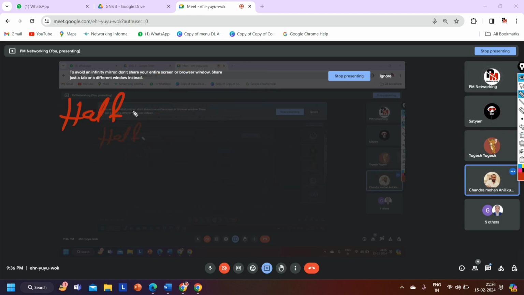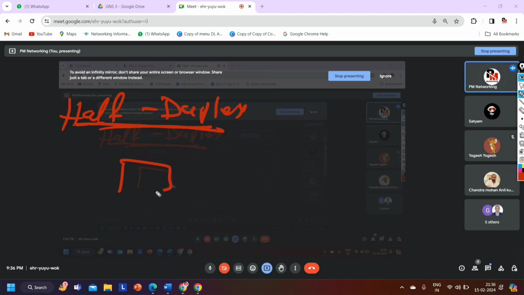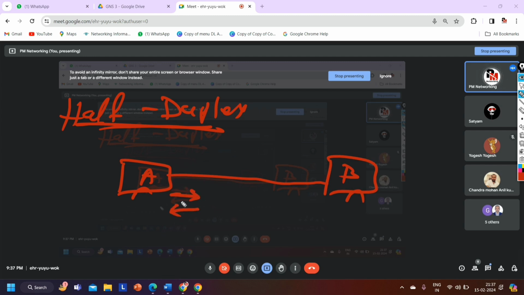Now the half duplex, second mode. In half duplex, a device can send the data as well as receive the data, but not at the same instant of time, right? Let's say a PC A, PC B, right? PC A can send the data as well as it can receive the data. In the same way, PC B can also send the data as well as receive the data, but not at the same time. At a time, these devices can either send the data or receive the data, right? They cannot do both things at the same time.